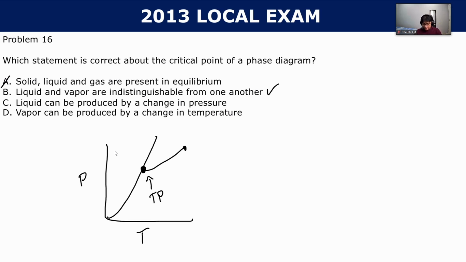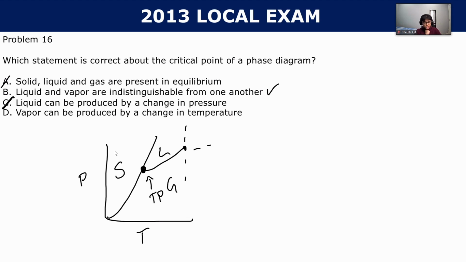Let's take a look at C. Liquid can be produced by a change in pressure. Remember, liquids are going to be here, here's going to be your gases, and here's going to be your solids. So if you were to change pressure, you can't get past these pressures, you're going to have supercritical fluid. These are not going to be your standard liquids, so no, by a change in pressure, you cannot produce liquids.